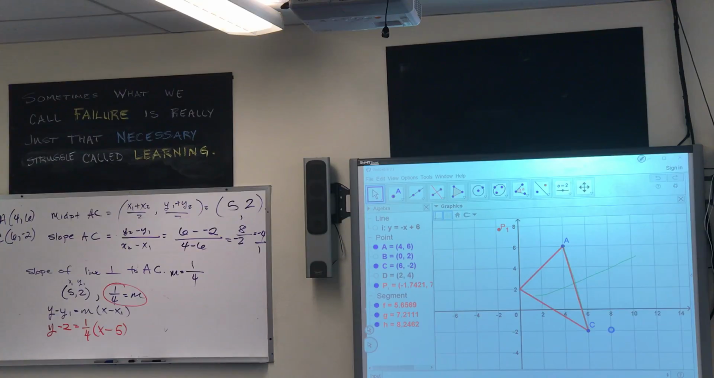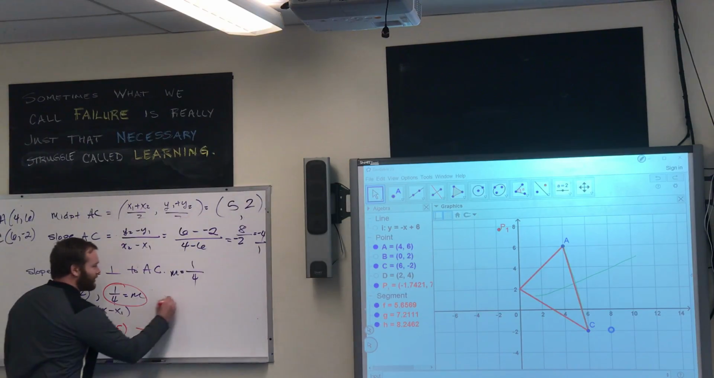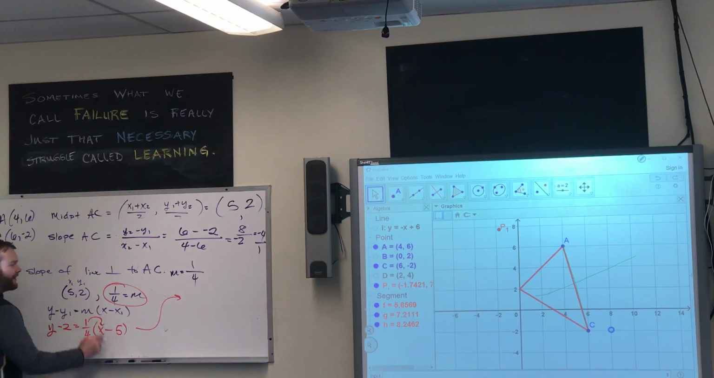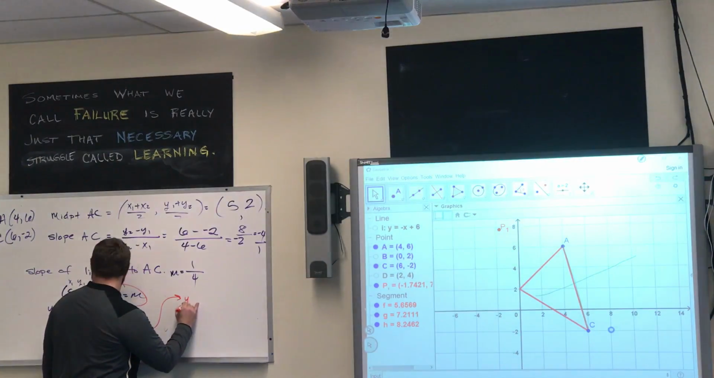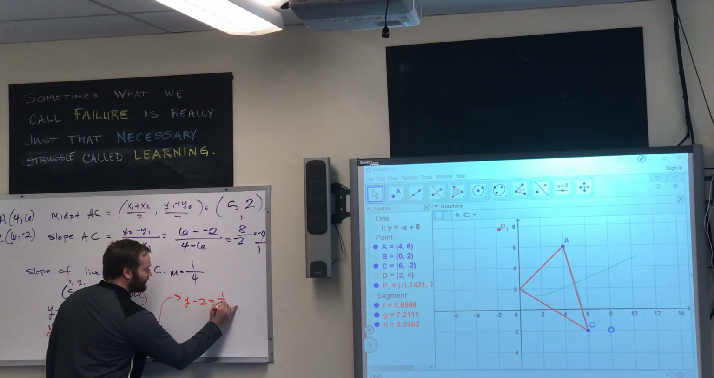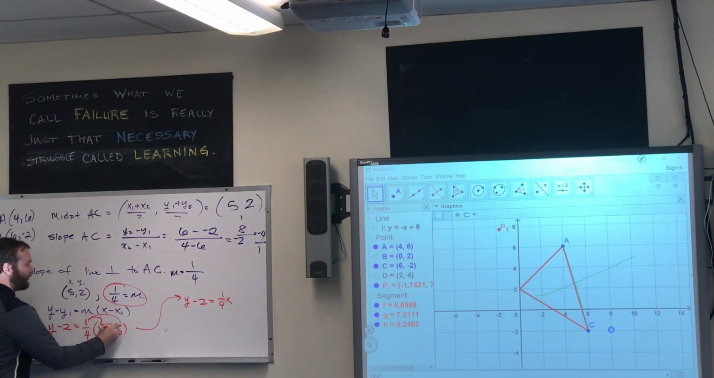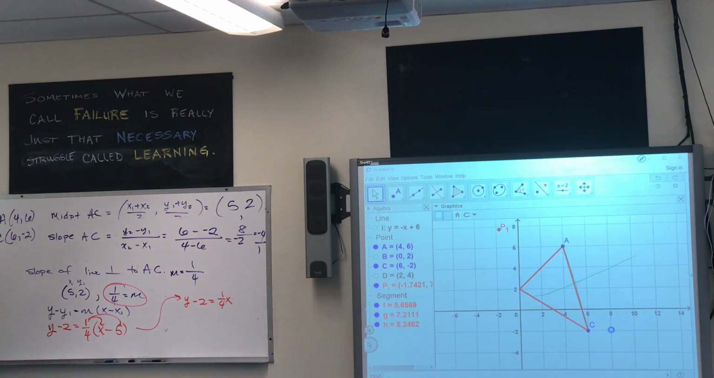So that is the rule. That is the equation. Now it's not in a really nice format for what we want to do next, and that's why in the last one we put it in a y equals mx plus b format. So now we have to distribute the fraction. 1/4 times x is just 1/4 x. And now 1/4 times 5, that's a fraction times a fraction, right?